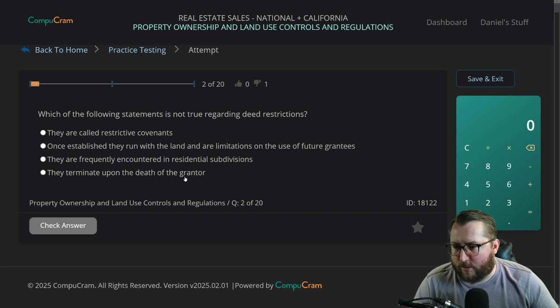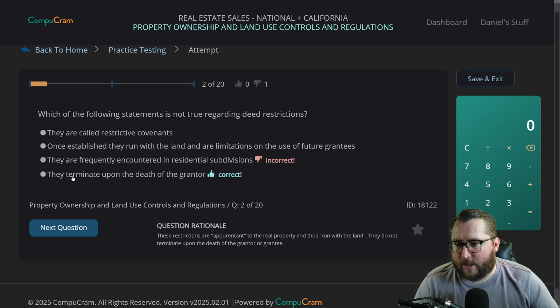So that's probably true on the death. Restrictive covenants, once established, they run with the land and are limitations on the use of future grantees. They are frequently encountered in residential subdivisions. I'm going to go with C, they are frequently encountered in residential subdivisions. Incorrect. They terminate upon the death of the grantor. So they do not terminate.